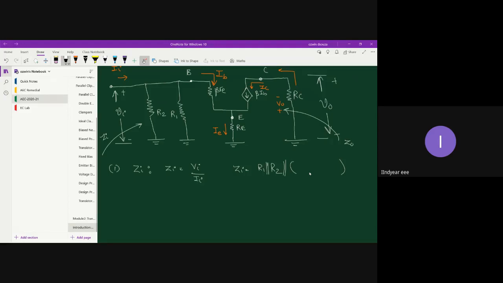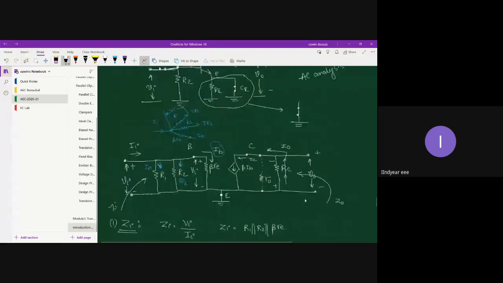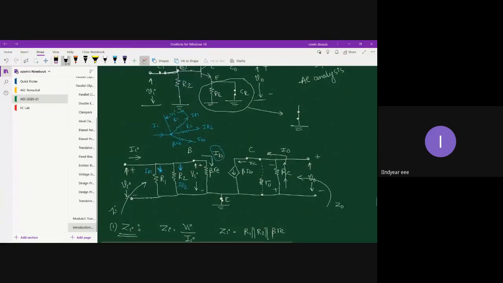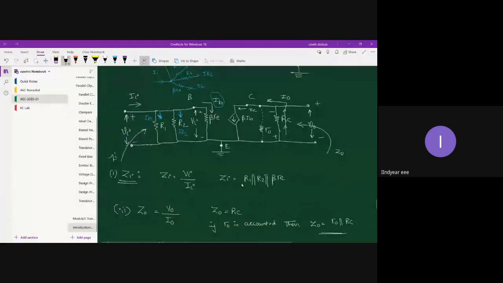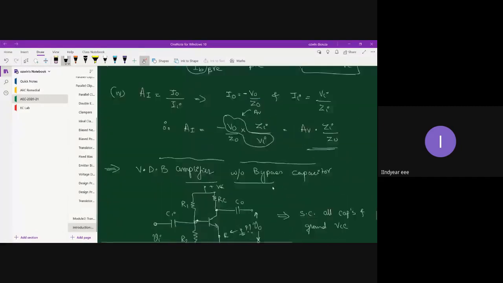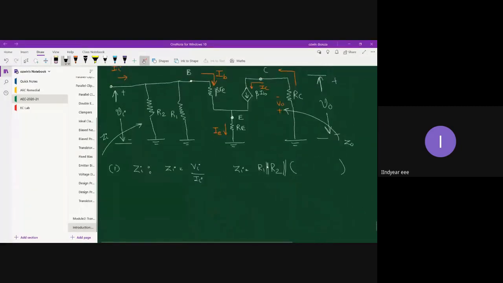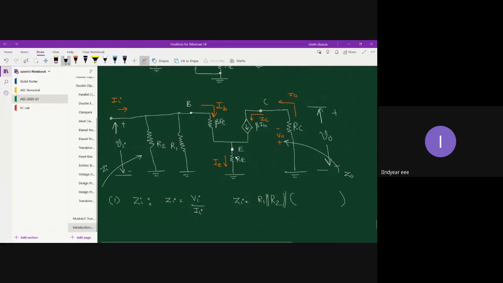In the previous section, that is with bypass capacitor, what we observed is that your emitter was directly held at ground potential, you see here. Hence, you could say that your Zi is nothing but the resistors which were connected across base and ground. So across base and ground, you have R1, R2, and beta Re. Hence, directly you could write R1 parallel with R2 parallel with beta Re. But over here, the case is not similar because at emitter terminal, you have Re. So how will I write?